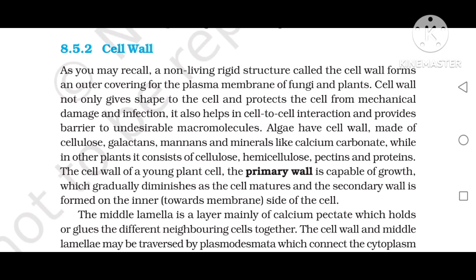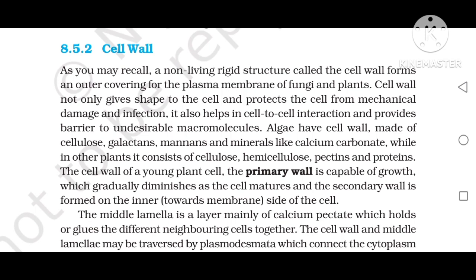As you may recall, a non-living rigid structure called the cell wall forms an outer covering for the plasma membrane of fungi and plants. Cell wall not only gives shape to the cell and protects the cell from mechanical damages and infections, it also helps in cell-to-cell interactions and provides a barrier to undesirable macromolecules. Algae have cell wall made up of cellulose, galactans, mannans, and minerals like calcium carbonate, while in other plants it consists of cellulose, hemicellulose, pectin, and protein.